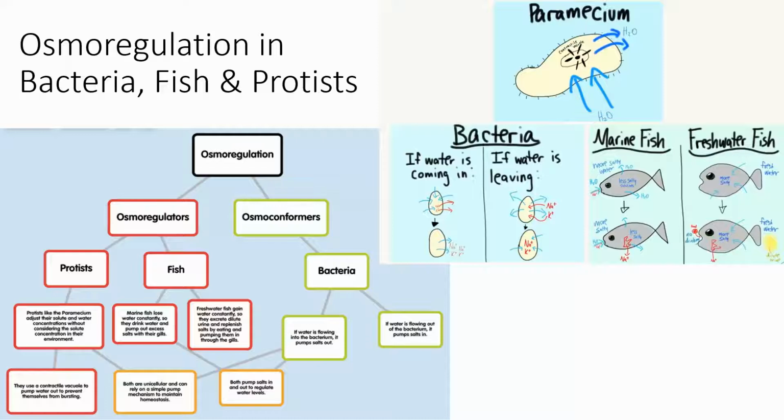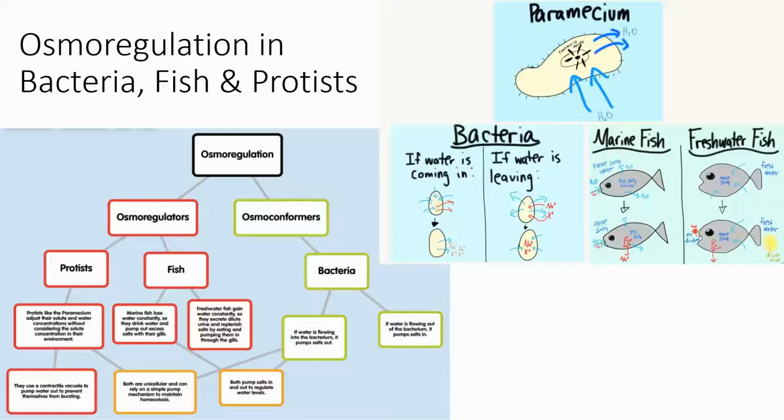A marine fish, on the other hand, is surrounded by very salty water. If they don't regulate the osmolarity, then what will end up happening is water will exit their body. So what they do is they are constantly drinking water and exporting sodium. And bacteria have to do this as well.